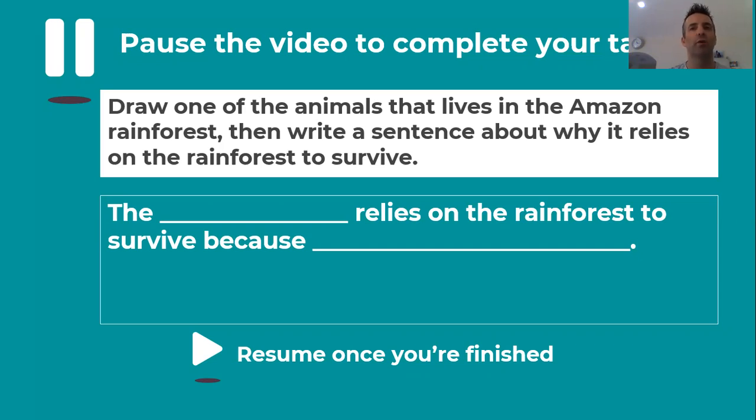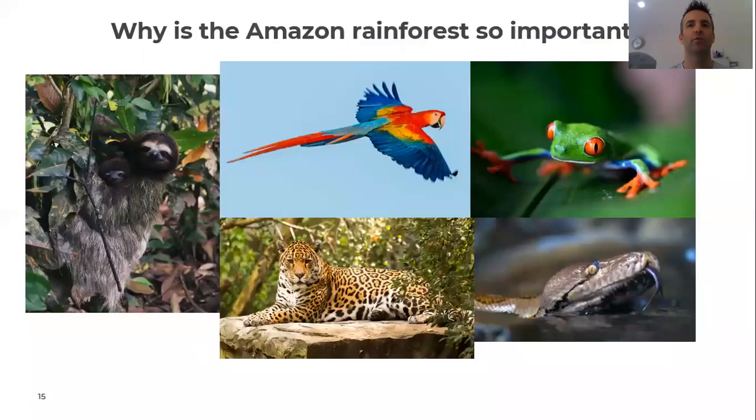So choose one of the animals, draw a picture, write a sentence and tell me why it relies on the rainforest to survive. So here are the animals again for you to choose from. So I want you to pause the video now, draw your animals, and then write a sentence if you want to challenge yourself further about why they need the rainforest in order to survive. So pause the video now. Good luck.